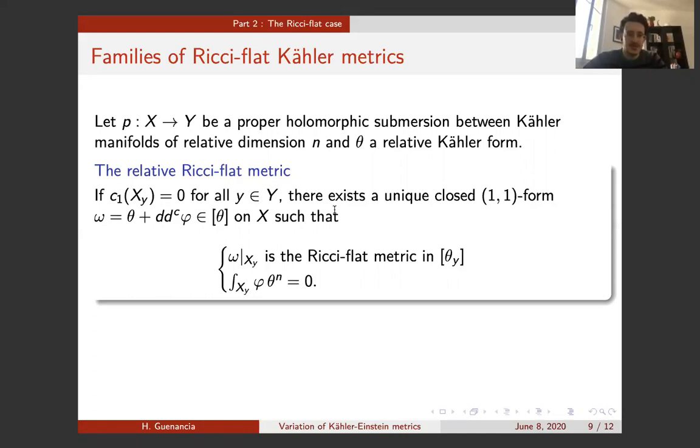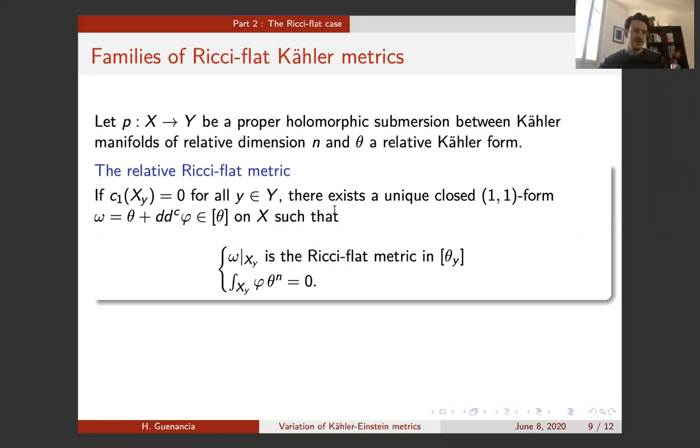And so that determines phi up to a constant, and that constant I can fix by choosing that the integral of phi against my relative background Kähler form theta is 0. The reason I choose this normalization versus supremum normalization or something else is that this normalization is linear, and in particular, it varies well in families. It's a linear condition, okay? And so this tells me that this phi, that is clearly smooth in the fiber directions, is actually automatically smooth in the base directions as well. Somehow it's a consequence of the implicit function theorem.